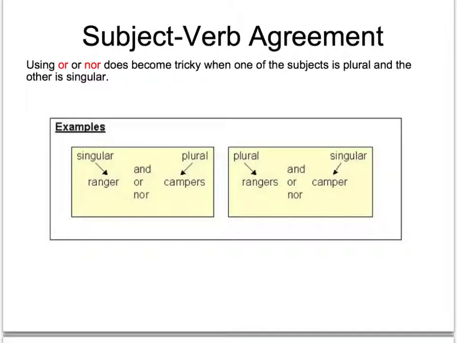There is a problem, however, if one of these subjects is singular, for example, and the other one is plural. In the first example, ranger is singular, campers is plural. So you can say the ranger and the campers, or the ranger or the campers, neither the ranger nor the campers. You could say this in a sentence. In that case, which verb are you going to use?